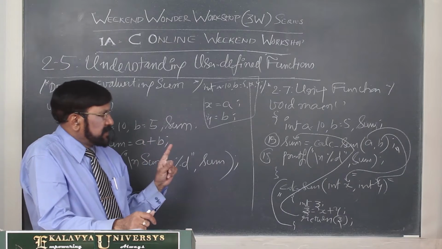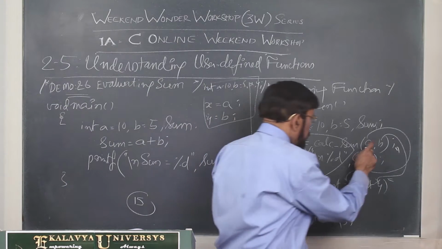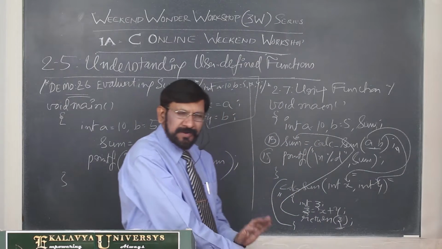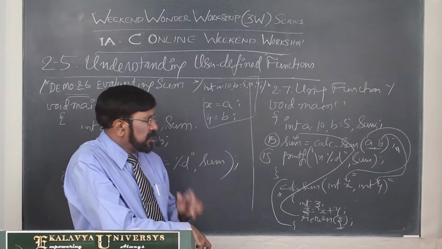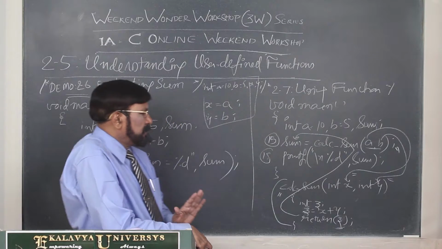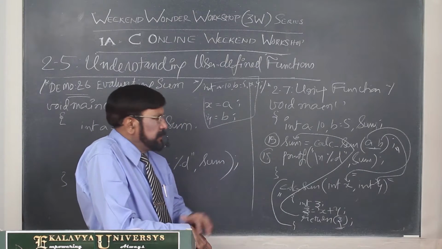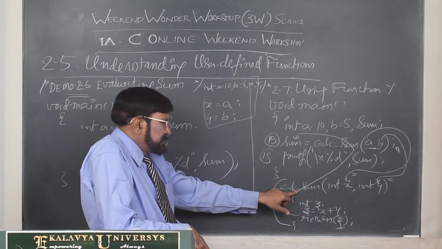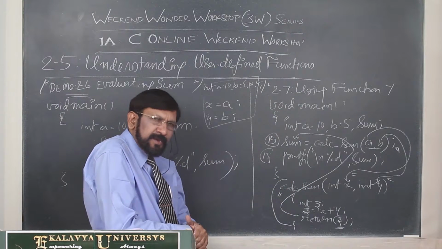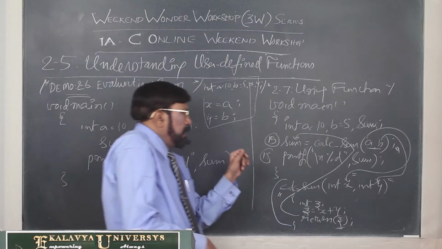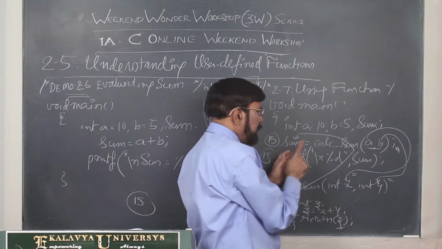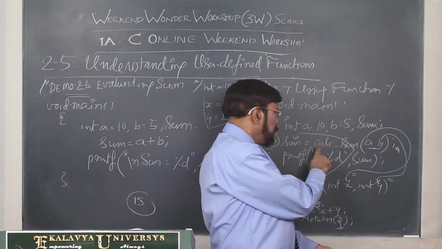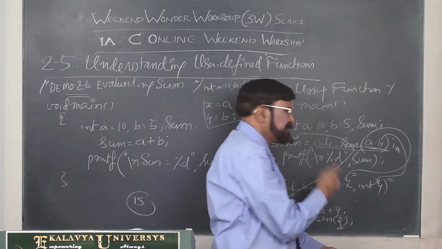What type of function is it? Functions with arguments with a return value. Most functions are like this. Okay, this is the third type of function. So once again I explain the terminology. This is main, the caller function, and calculate sum is the callee function. Now A and B are actual arguments, which we are passing through a function call. This is a function call.